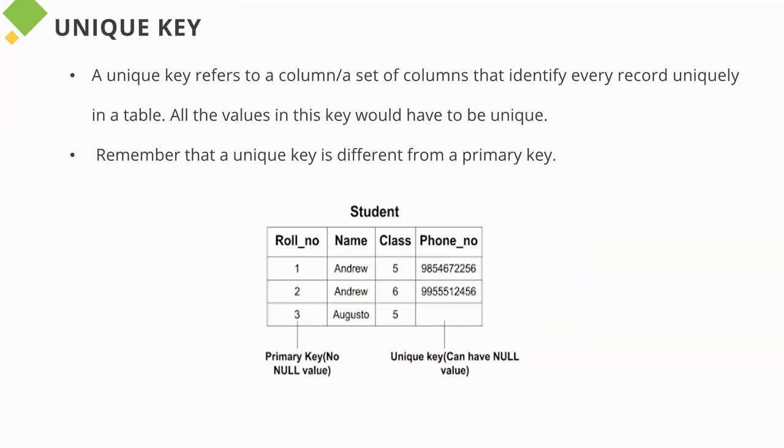And unique key. A unique key refers to a column or a set of columns that identify each record uniquely. Unique key is different from primary key. Primary key won't have null values, but unique key can have a null value. So this is the difference between unique key and primary key. It identifies each and every record and should be unique in the table, but it can also have null values.